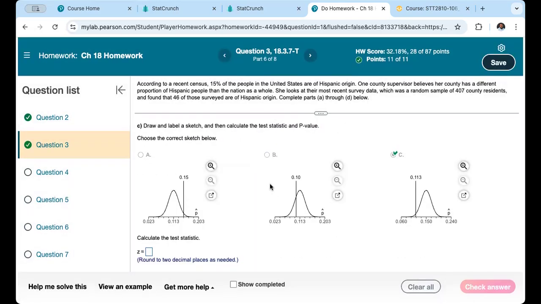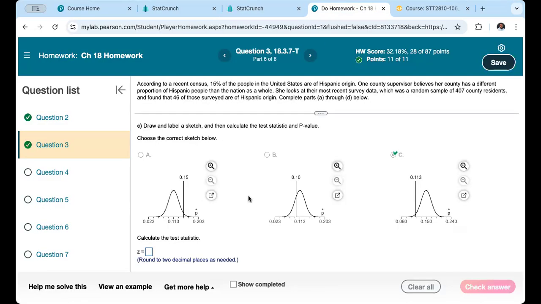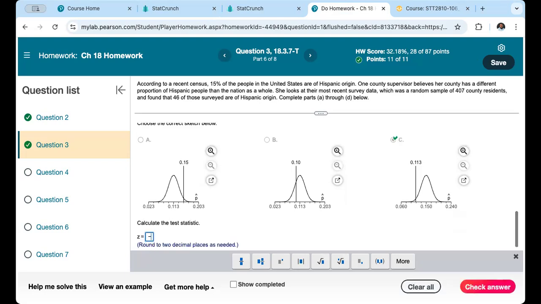Now, we want to input the test statistic, which is the what? The z-stats. So z equals, what did I get here? I got negative 2.0892. So let me input that. So they want me to round to 2 decimal places, so minus 2.09.